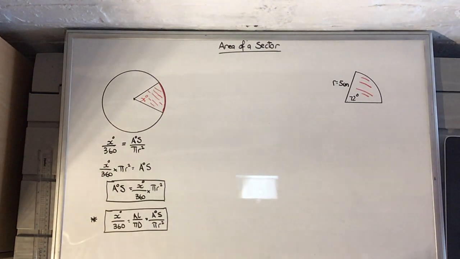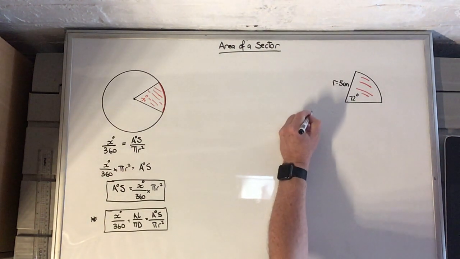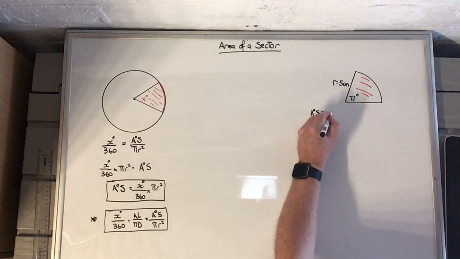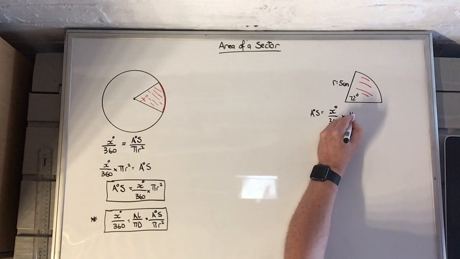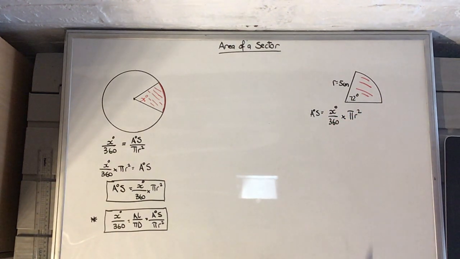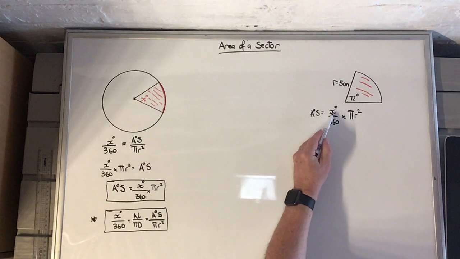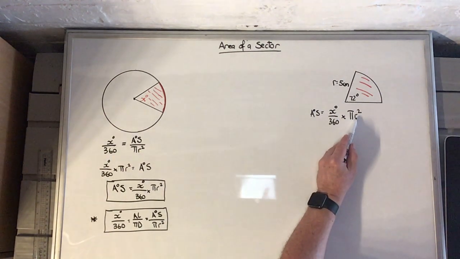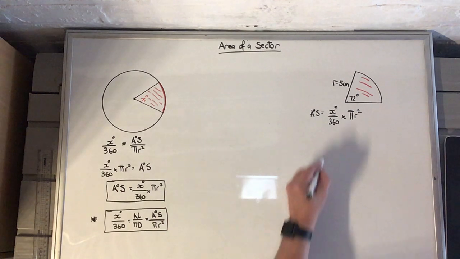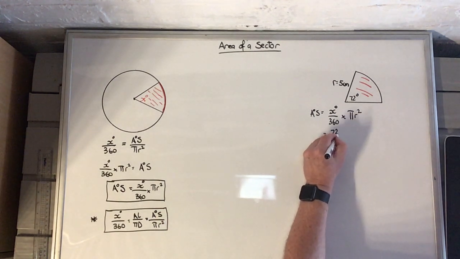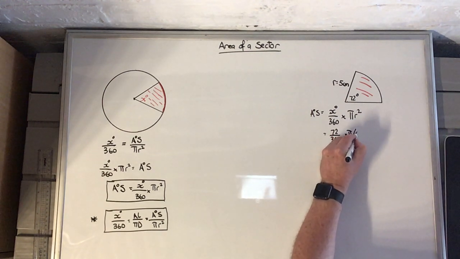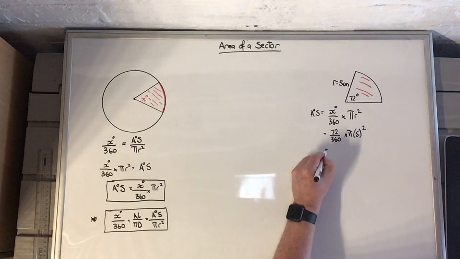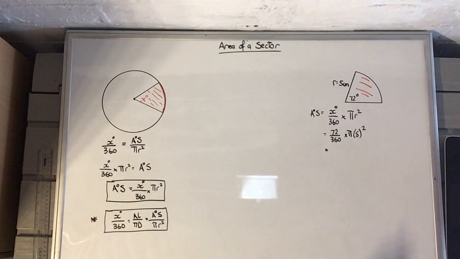So area of sector. Write down the formula. Area of a sector is equal to the angle at the centre over 360 times pi r squared. Area of the sector is a fraction of the whole circle. That's a good way to think about it. That angle is 72 over 360 times pi 5 squared. And all you have to do is put that into your calculator.